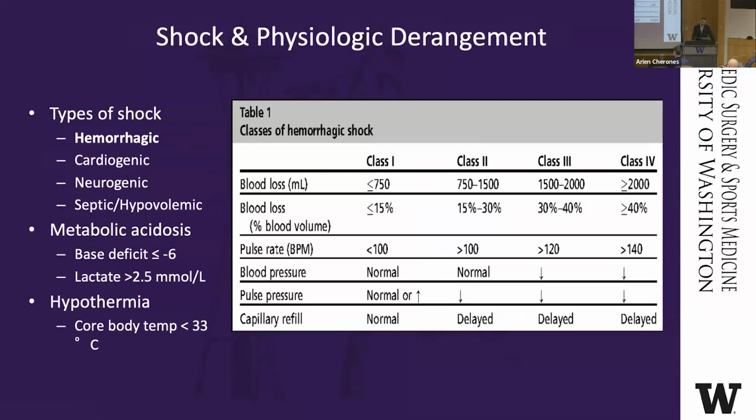And here, what we're looking at is any physiologic derangements to help guide our decision based on their injury and what the definitive management should be for that patient. So we're looking at things like metabolic acidosis, what their base deficit is, typically less than -6, and a lactate of greater than 2.5 millimoles per liter. Hypothermia in this specific paper was described as a core body temperature of less than 33 degrees Celsius.